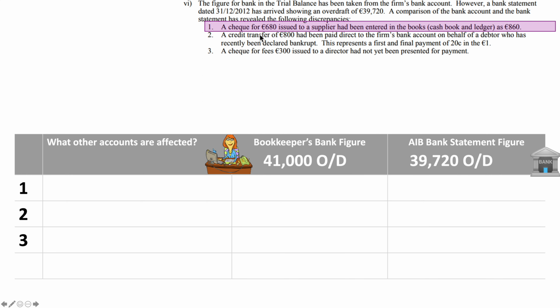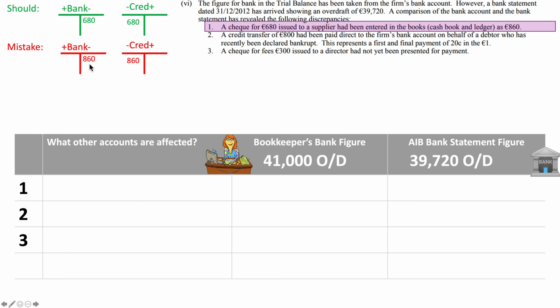So number 1, a cheque for €680 issued to a supplier had been entered in the books, cash book and ledger as €860. What should have happened here was €680 should have come out of the bank, and then the creditor should have reduced by €680. That's not what happened. What happened by mistake was that they put it in as €860, so €860 coming out of the bank, and then €860 reducing the creditor. To fix it, we need to put €180 on the debit side of the bank, and then €180 on the credit side of the creditor. And that's how we'll fix it.